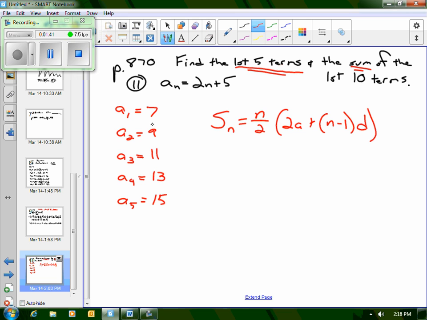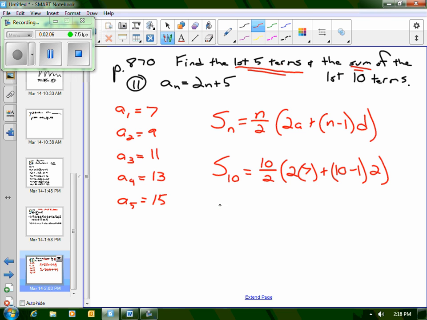So instead of going through and figuring out the first 10 terms and then adding all those 10 terms up, we could use this formula to figure out what it is. So S of 10 is going to be 10 divided by 2. A is your first term. Our first term here was 7. And then we're adding up 10 terms. N is 10, minus 1, and your common difference was 2.